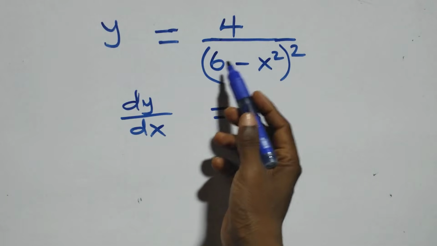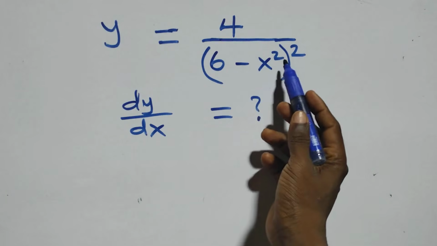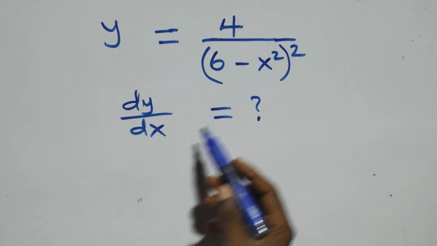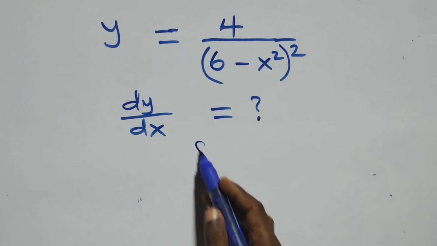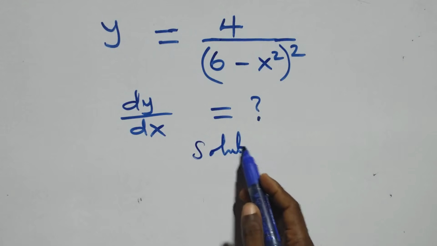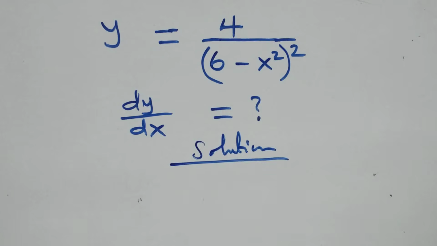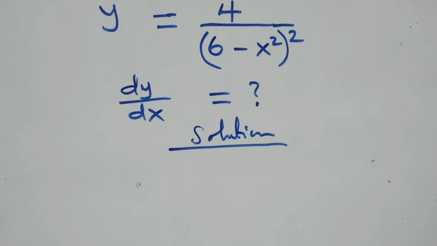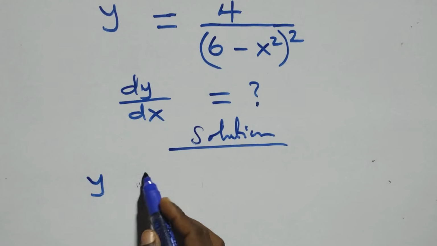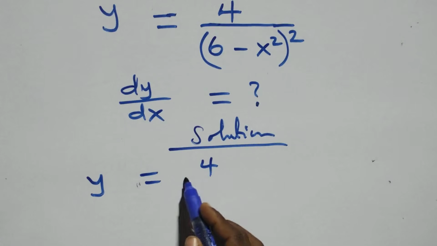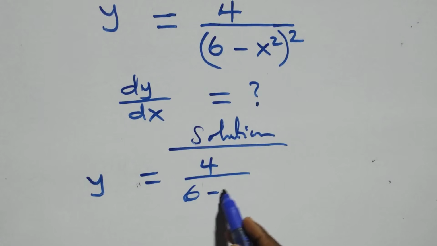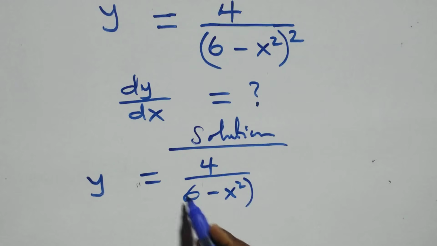y equals 4 over (6 minus x squared) all squared. We are finding dy/dx here. Solution: from what we have here, y equals 4 over (6 minus x squared) all squared.